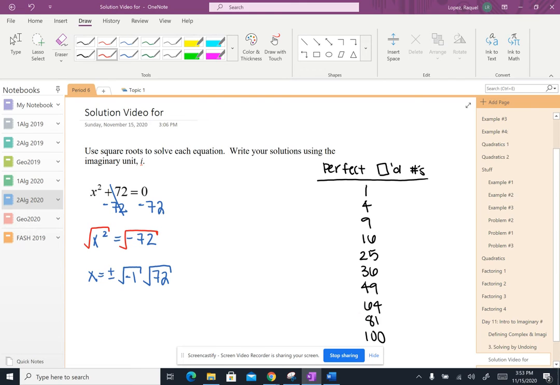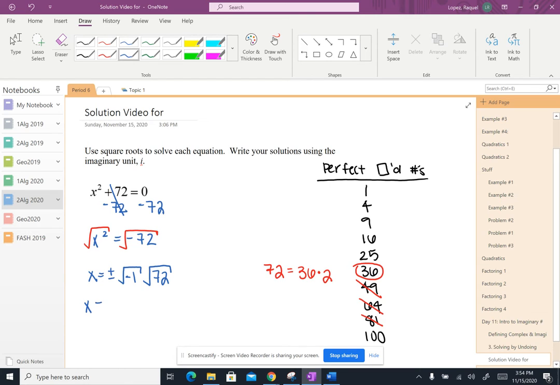72 divided by 81 is not going to give me a nice number. 72 divided by 64 is not going to give me a nice number. 72 divided by 49 is not going to give me a nice number as well. 72 divided by 36. Oh, that is going to give me a nice number. So we can replace the square root of 72 with the square root of 36 times the square root of 2. So let's go ahead and do that.